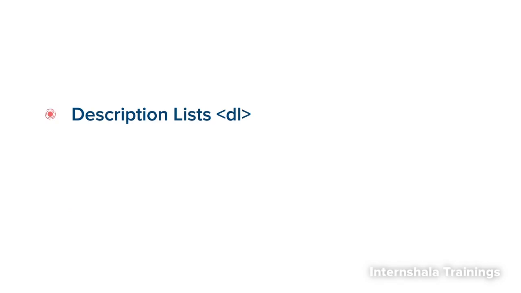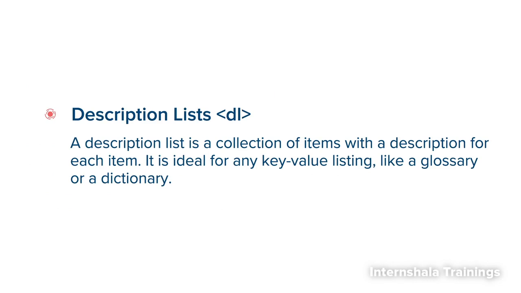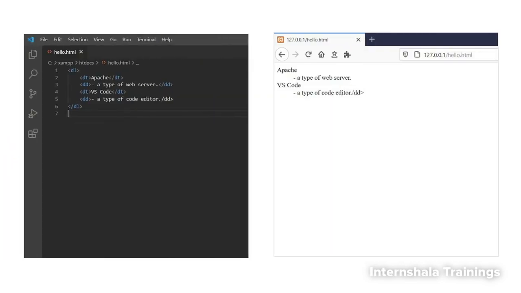Next, we will discuss the description list HTML tag. A description list is a collection of items with a description for each item. It is ideal for any key value listing like a grocery list or a dictionary. Let's have a look at this HTML code where we have used the DL HTML tag and its response in the browser. Here, you can see we have used three new HTML tags, that is DL, DT, and DD.